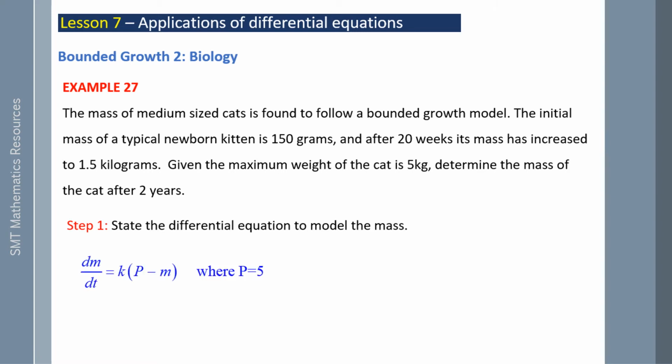It's very similar to our last question because we have a cat that won't get above a maximum weight of 5 kg. So what we're going to do is work out this k value, and we can then develop a model similar to the Newton's law of cooling and heating.